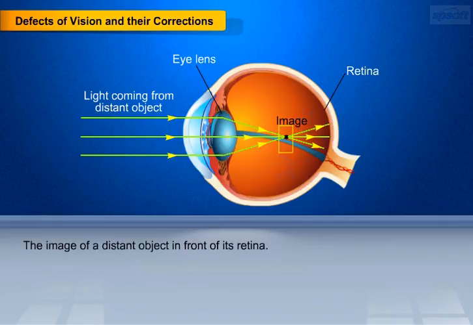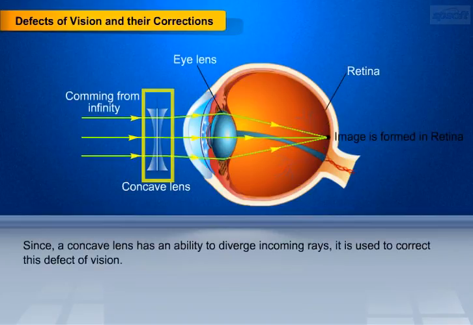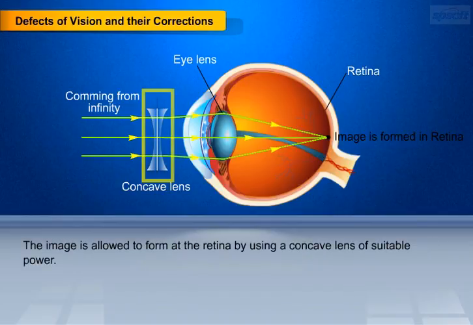Here is the image of a distant object in front of its retina. This defect can be corrected by using the concave lens. This has the ability to diverge incoming rays. After placing the concave lens in between the eye lens and light rays, the image is allowed to form at the retina.